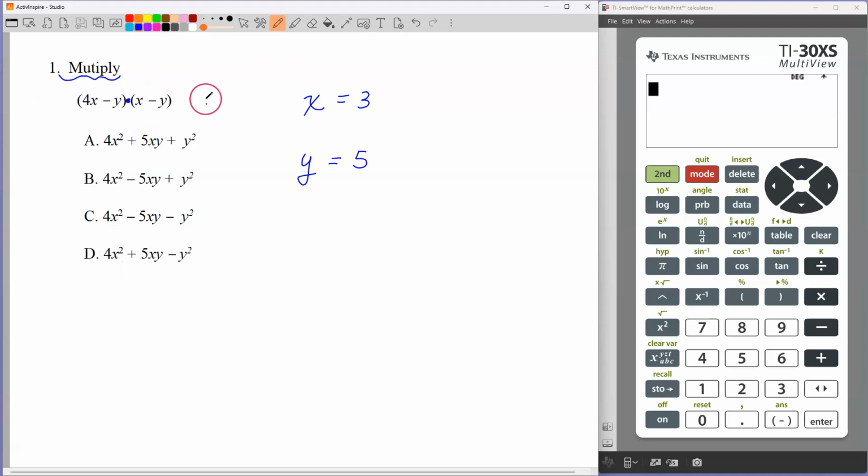So let's punch this in just like we see it, and let me show you how to do that. So we have an open parenthesis here. That's right here. So hit that. Then go 4x. So 4 from here. X right here. Which is right here.